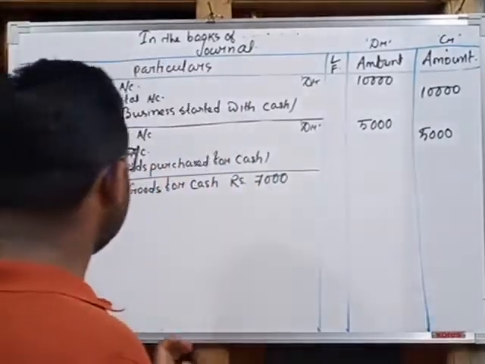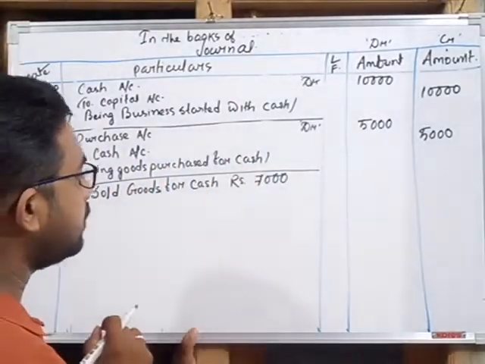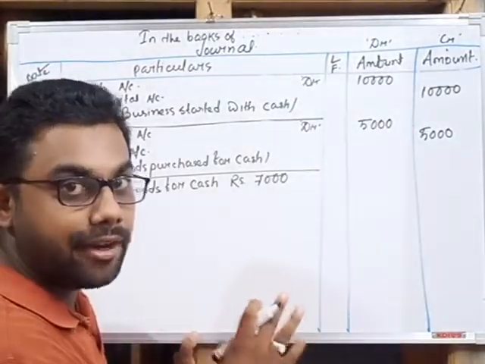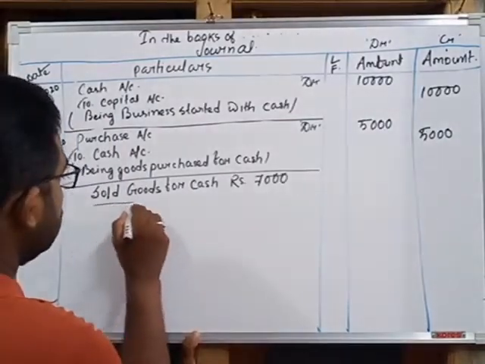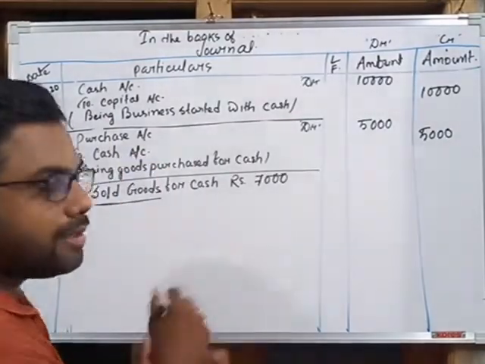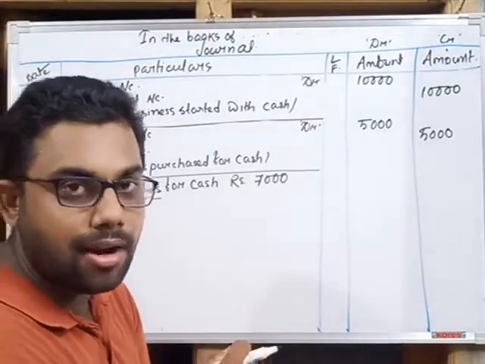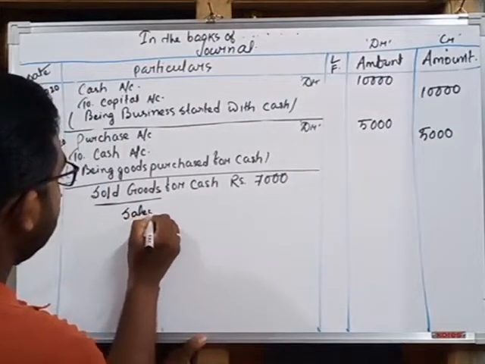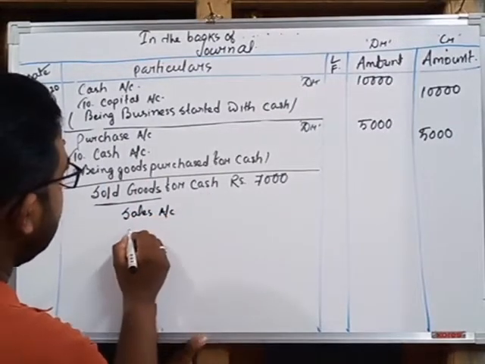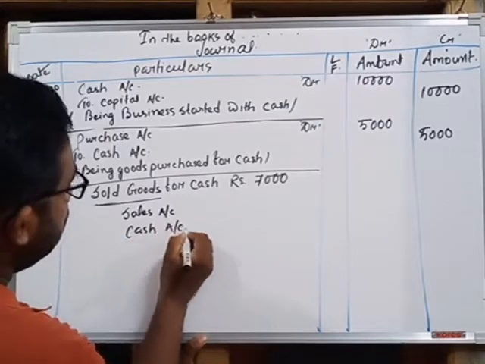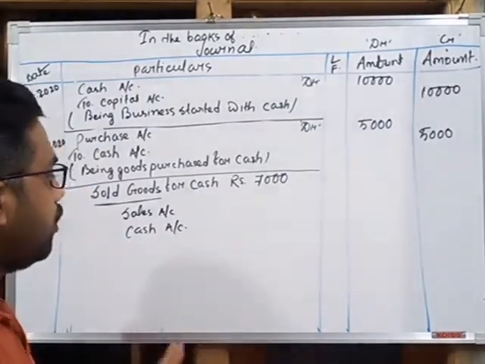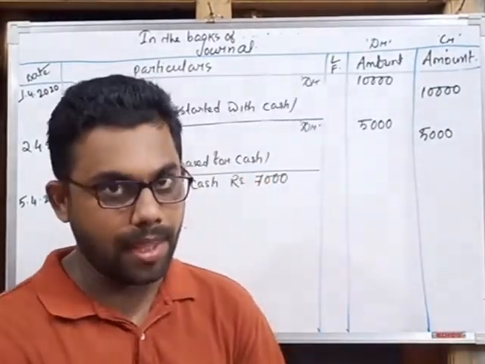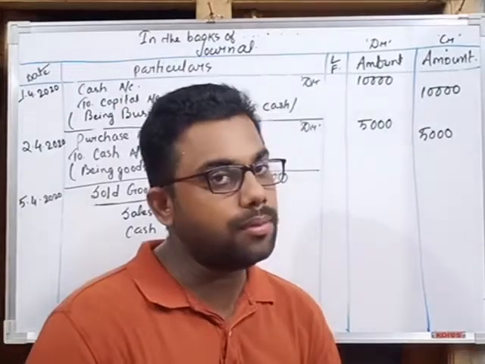So in the transaction, it is sold goods for cash rupees 7,000. Similarly, we have to find out the two account heads affected by the transaction. Sold goods, so in the earlier transaction they have purchased goods, so it is the purchase account. Whenever they sell goods, it will be sales account. It will be sales account for sales, and another will be cash account. Clear? So we have identified that when the business sold goods, it will be sales account, and when the business purchased goods, it will be the purchase account.